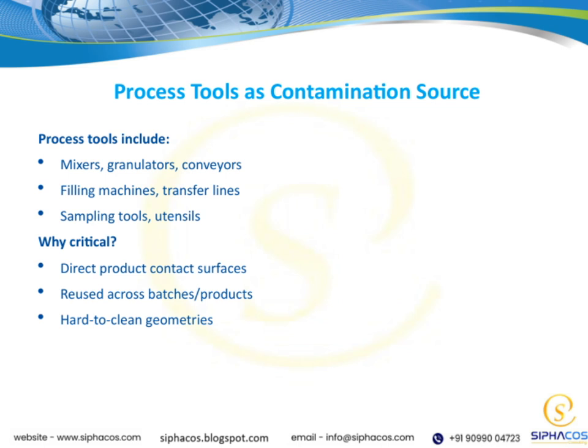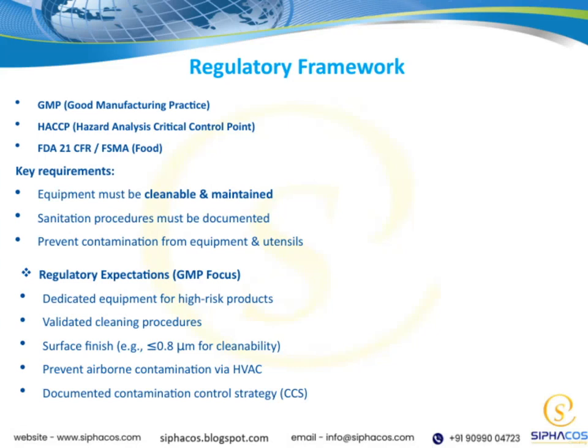Let's take a closer look at the regulatory expectations with a focus on GMP. One key point is the use of dedicated equipment for high-risk products. This helps prevent cross-contamination and ensures product safety. Additionally, validated cleaning procedures are essential. They confirm that equipment is cleaned thoroughly and consistently.